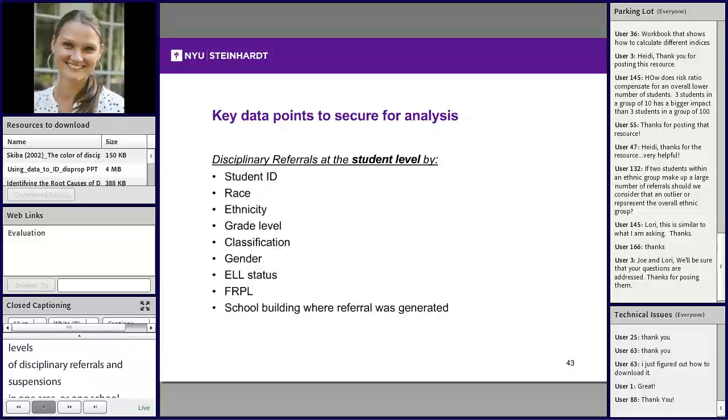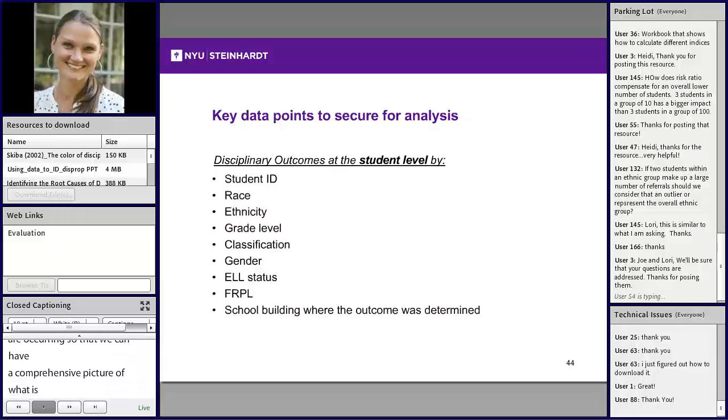So, to reiterate the importance of it, we want to have our data people, we want to have data teams looking at disciplinary referrals at the student level, but we also need to compare it. We need our district enrollment and we need our school buildings where the referrals are occurring, so that we can have a comprehensive picture of just what's going on in our district.